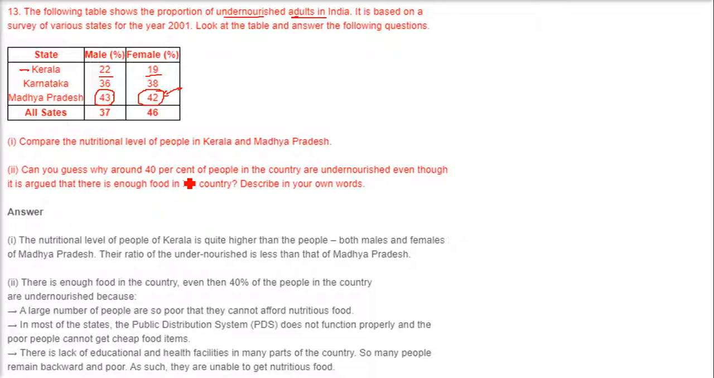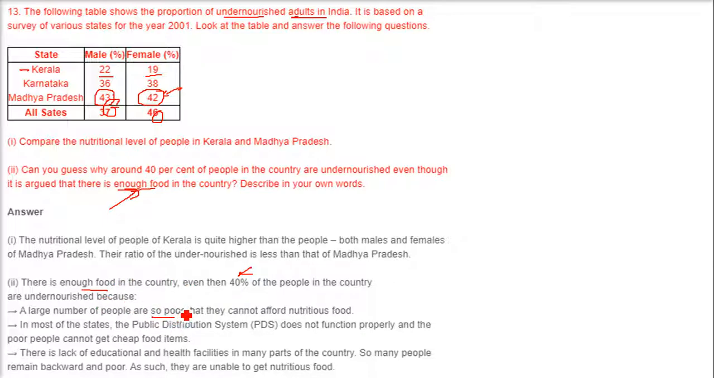Second is, can you guess why around 40% of people in the country are undernourished, even though it is argued that we have enough food, we are surplus in production of food? Describe in your own words. It is quite clear, we know that there is enough food in the country. Even then 40% of the people are undernourished. If you just take an average of 37 plus 46 by 2, it comes to 40. Large number of people are very poor.